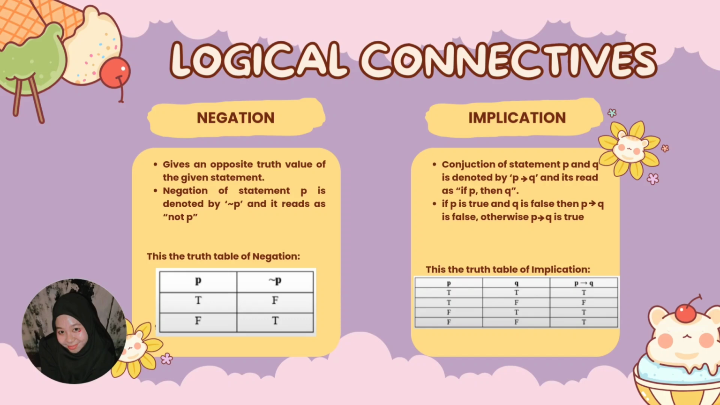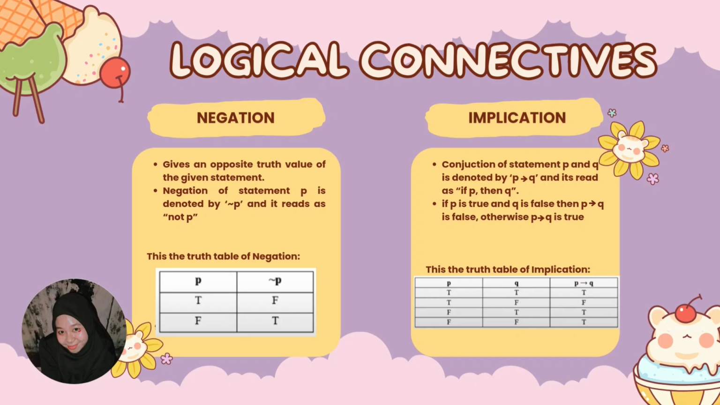Now, let's move on to implication. Implication connects two statements P and Q and is denoted by P implies Q. We read this as if P then Q. In simpler terms, it expresses a conditional relationship between P and Q. The truth table for implication is as follows.